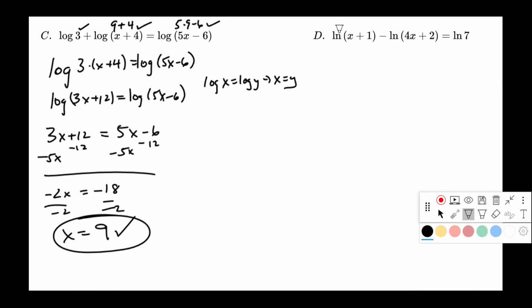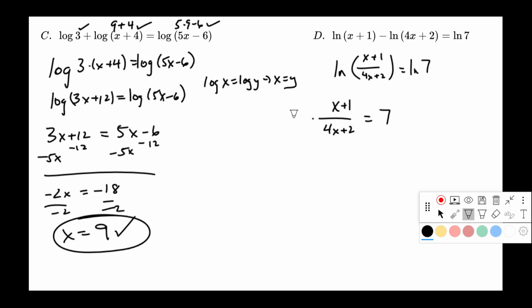Same idea. Natural log of x plus 1 minus natural log of 4x plus 2 equals natural log of 7. I have 2 natural logs that are subtracted. So I can put them together in 1 natural log by dividing them. Now I have 1 natural log on the left, 1 natural log on the right, which means the arguments have to be equal. Can drop the logs.